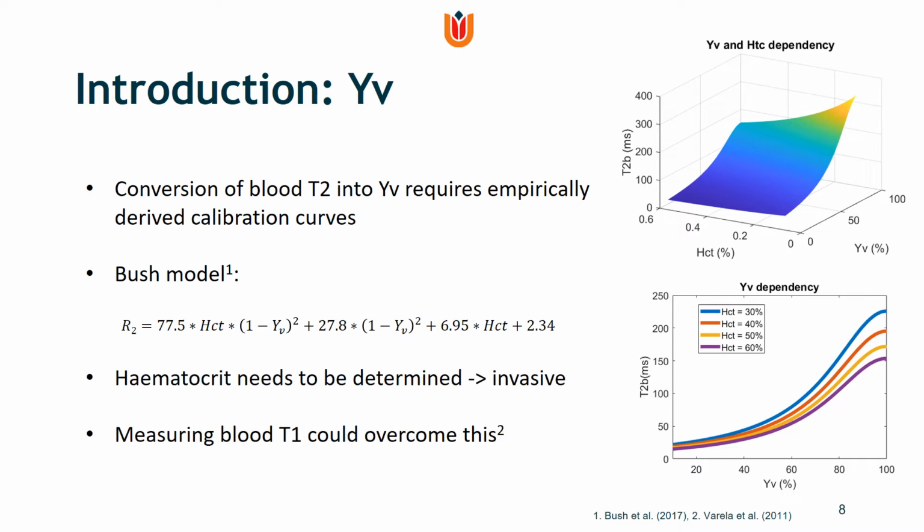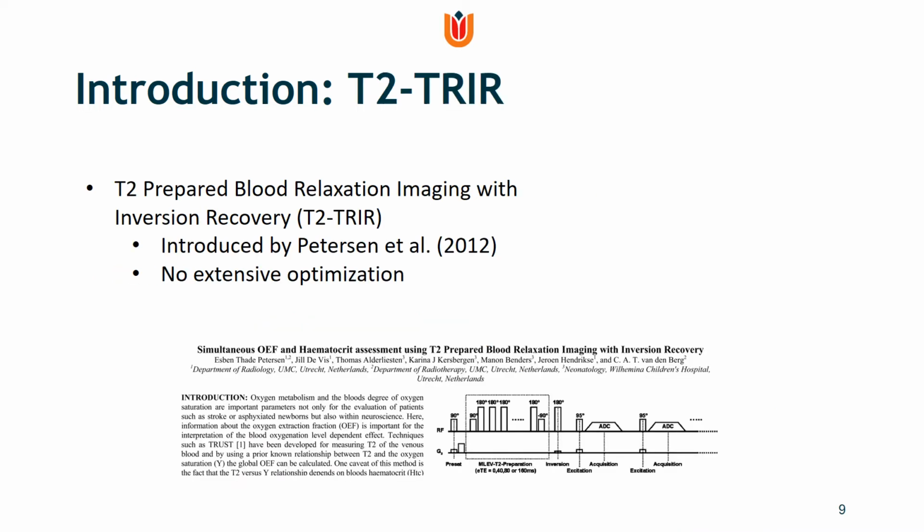A small downside of this approach is that you need to determine the hematocrit, which is an invasive procedure, which you might not want to do in your study. A way to possibly overcome this is by measuring the T1 of blood, which is known to be linearly related to hematocrit. And this is what the T2 TRIR sequence aims to do.